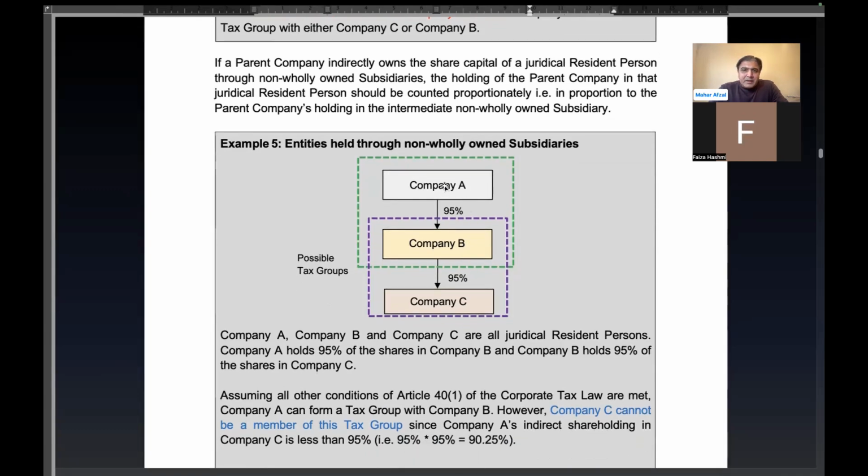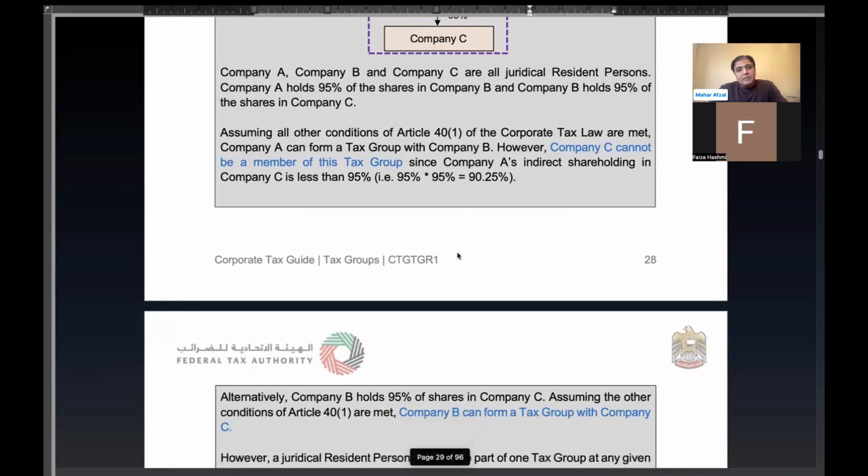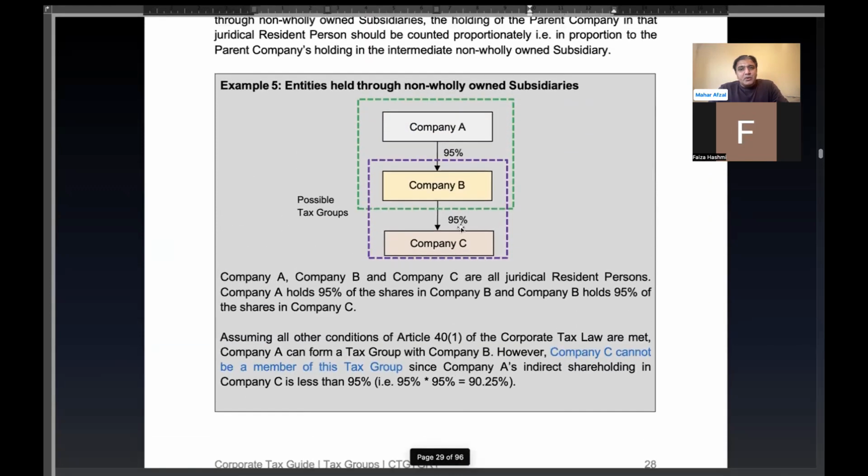So A can make a group with B. Okay. So basically A can become a part with B, and B with C, but all cannot go into the same tax group. Two tax groups can be set up, A and B, B and C.